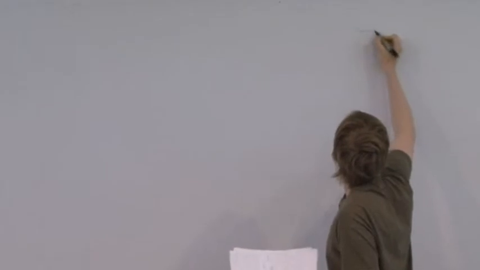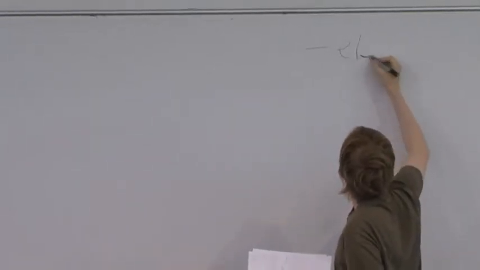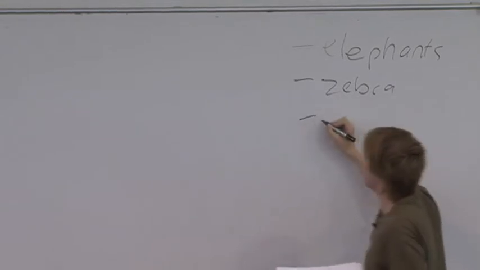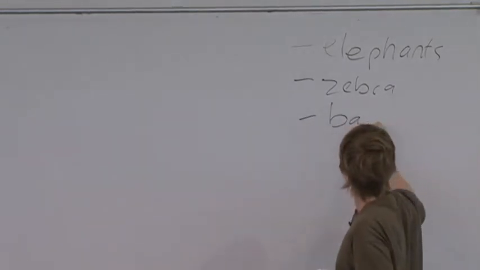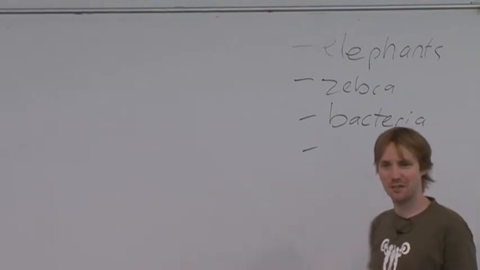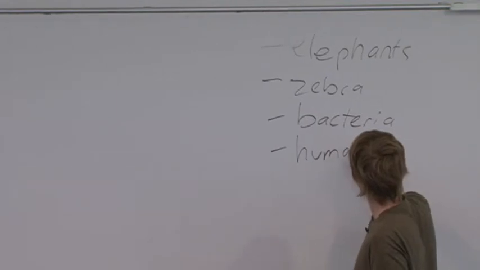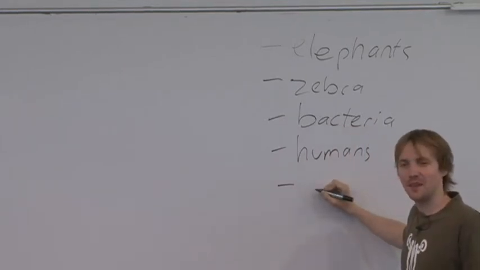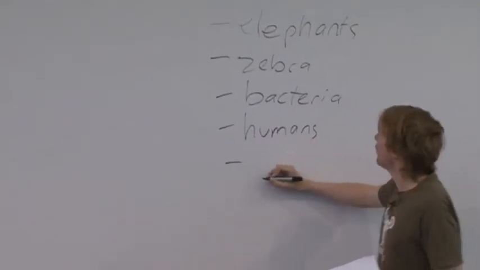Okay, so let's talk about the tree of life. There are many living things we know about. Let's name a few examples. The first thing I can think of is elephants. I don't know, zebra, what else, bacteria, we humans are also living things. I think it's a good start.